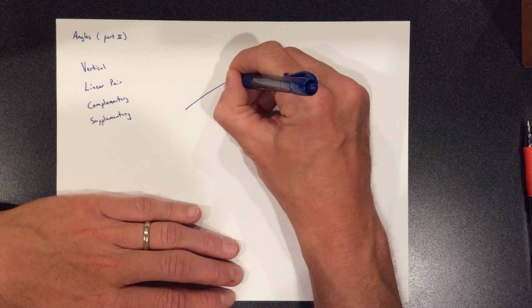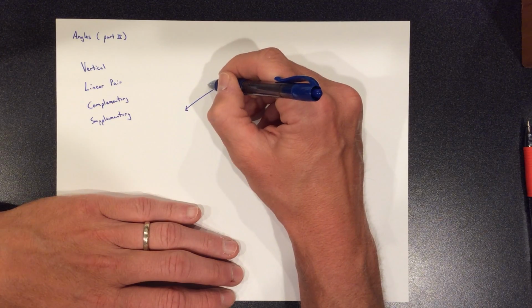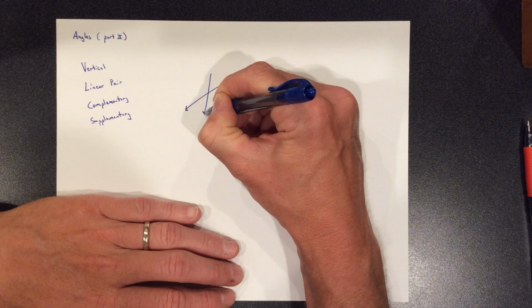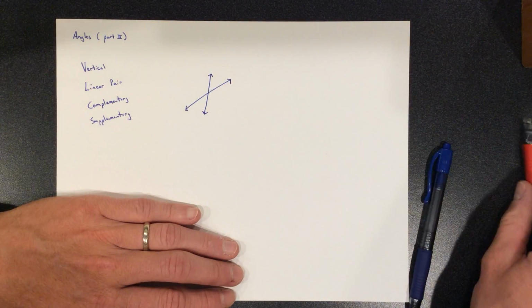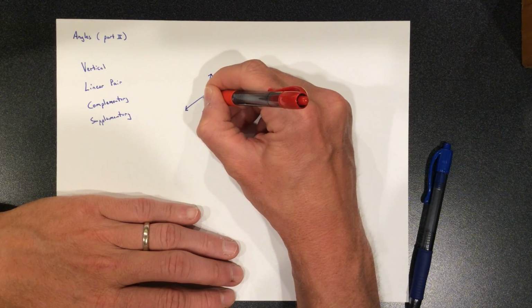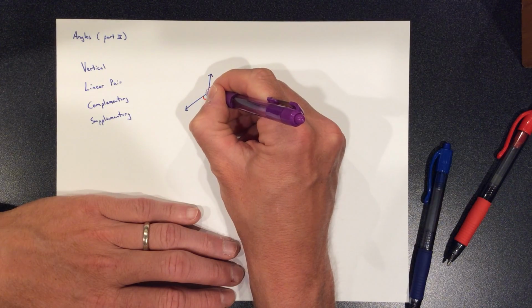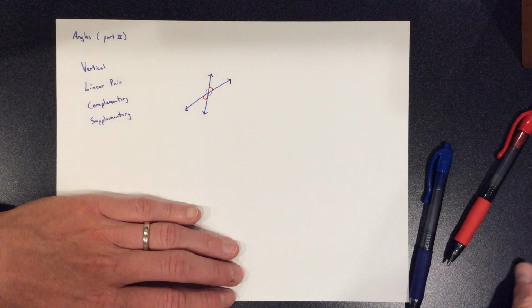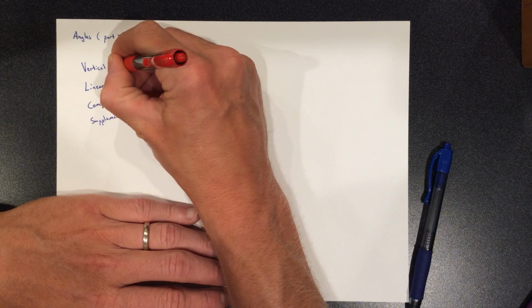Vertical angle, so just take two lines. Two lines we do know based on postulates intersect at a point, and they form actually two sets of vertical angles. You see that angle, red? It's the same as that. You see how this purple one? It's the same as that. Vertical angles are congruent.